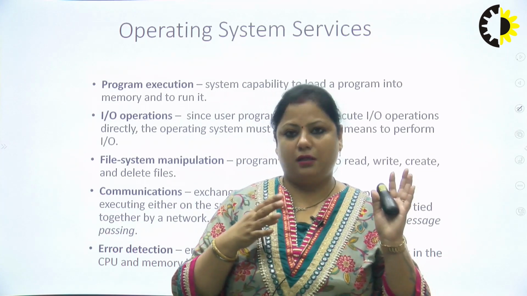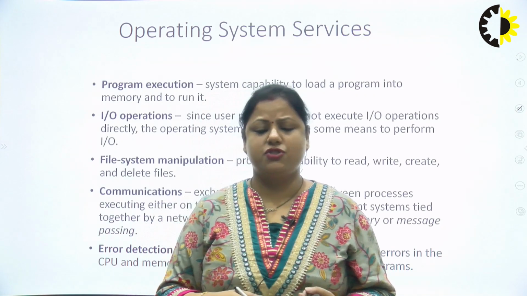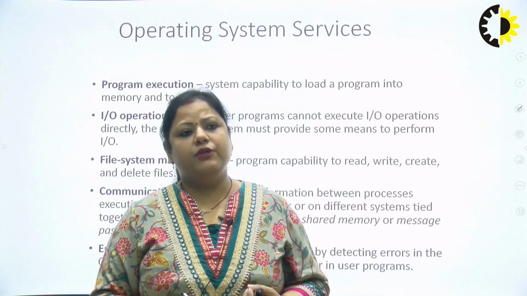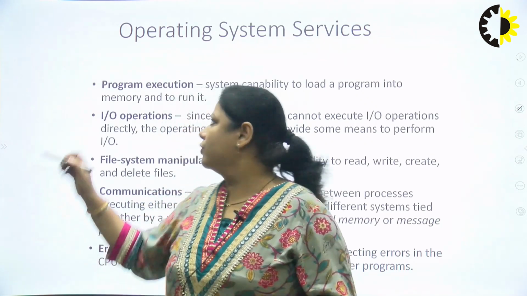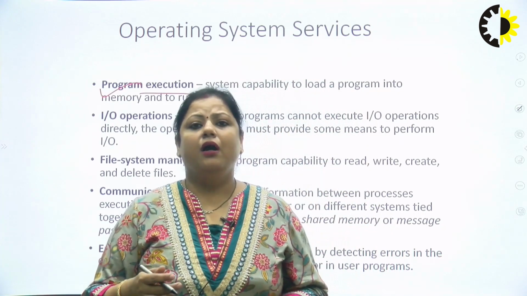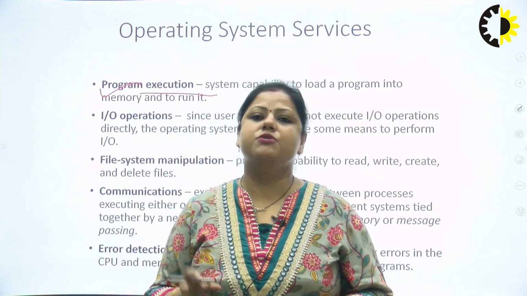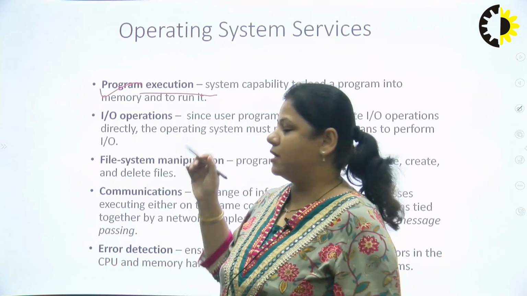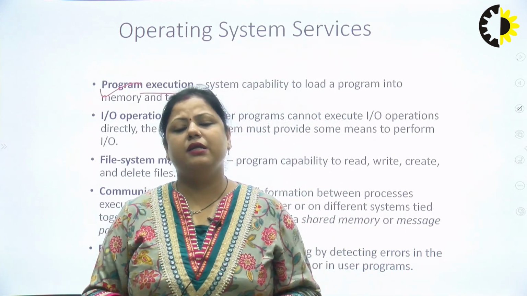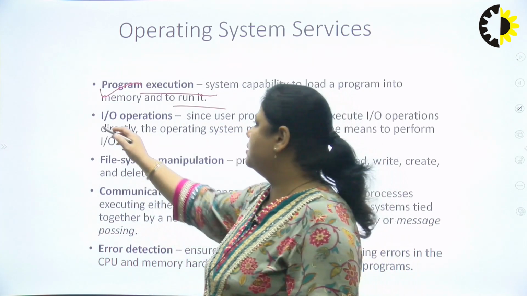Basically, in the structure of operating system there are also some services like program execution, input output operations, file system manipulation, communication and error detection. So what is program execution? I already told you what a process is. A running program is called a process. So in program execution, the system has the capability to load a program into memory and to run it. This is program execution.